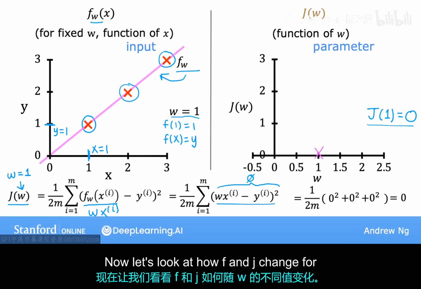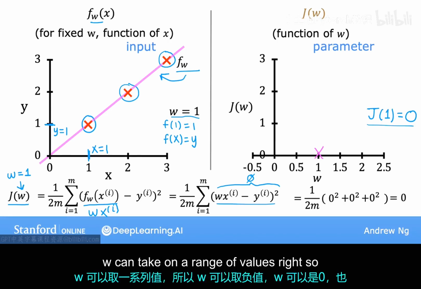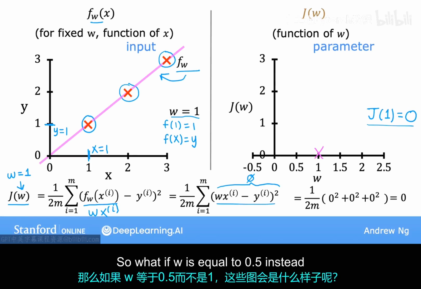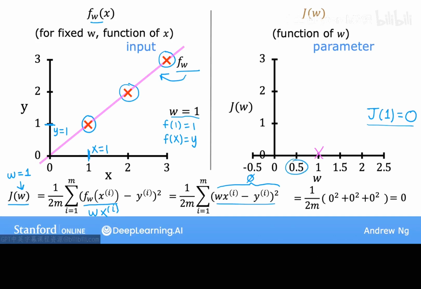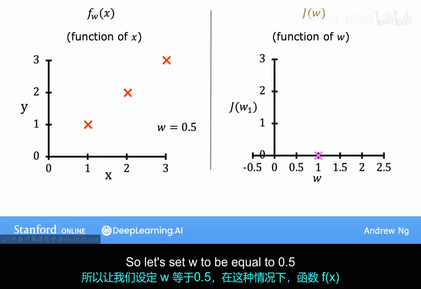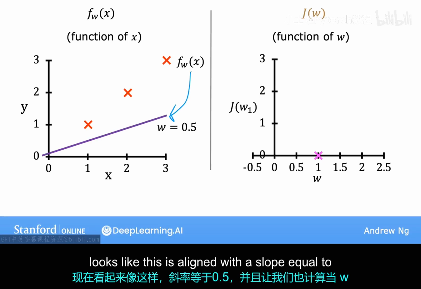Now let's look at how f and J change for different values of w. w can take on a range of values, right? So w can take on negative values, w can be 0, and it can take on positive values too. So what if w is equal to 0.5 instead of 1? What will these graphs look like then? Let's go ahead and plot that. So let's set w to be equal to 0.5, and in this case, the function f of x now looks like this, a line with a slope equal to 0.5.